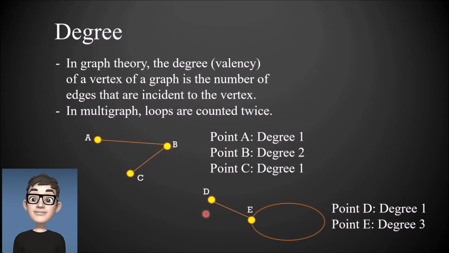Let's look at another example, point D and point E. Point D is degree 1, but point E is degree 3 because the loop is counted as two edges incident to vertex E, plus the edge linking D and E. So there are other basic concepts that you need to know before entering the topic. That's the end of my section.